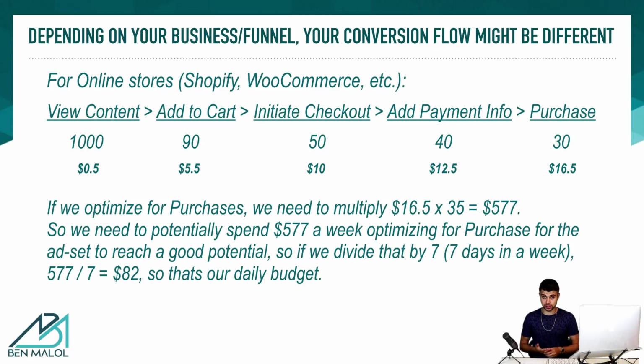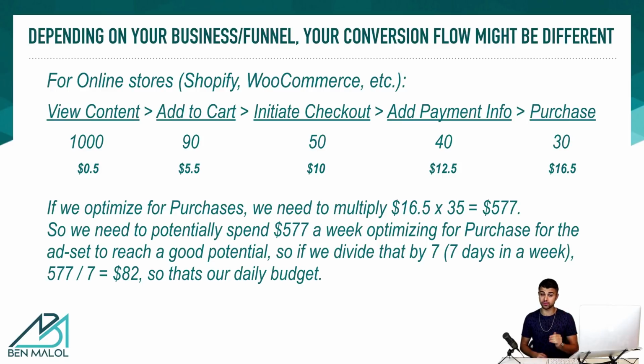So if we now release a new ad set and we're optimizing for purchases, and we're paying $16.5 on average for a purchase, we're going to take that $16.5 and multiply it by 35, because 35 conversions a week is what we want for the ad set to optimize efficiently. That adds up to $577. So we need to potentially spend $577 a week optimizing for the purchase conversion for the ad set to reach a good potential. Because we want 35 conversions a week, that's the minimum the ad set needs to work efficiently.